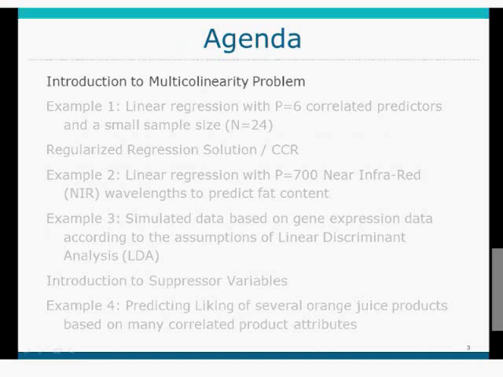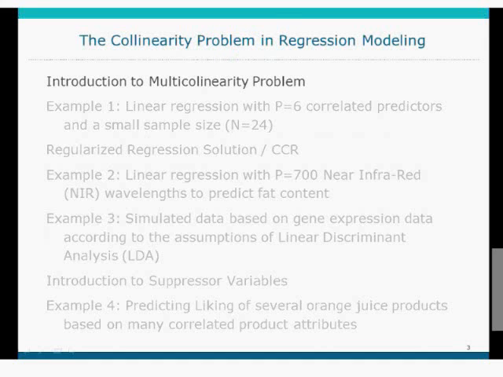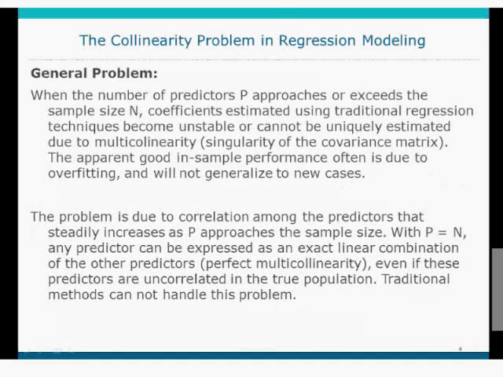Now I'll begin with the introduction to the multicollinearity problem. The general problem is when the number of predictors P approaches or exceeds the sample size N, coefficients that are estimated using traditional regression techniques become unstable or cannot be uniquely estimated due to multicollinearity, singularity of the covariance matrix.